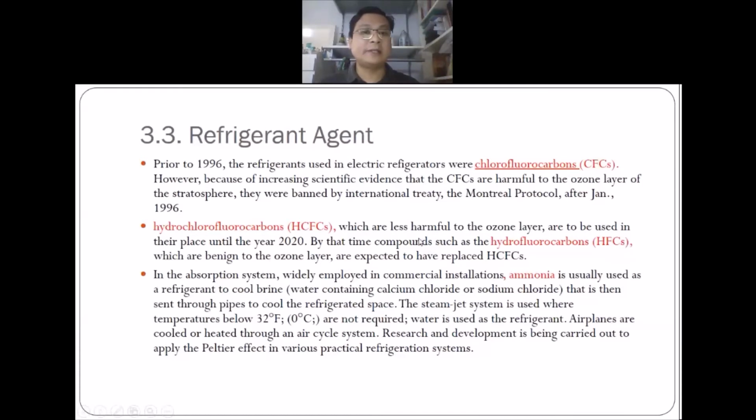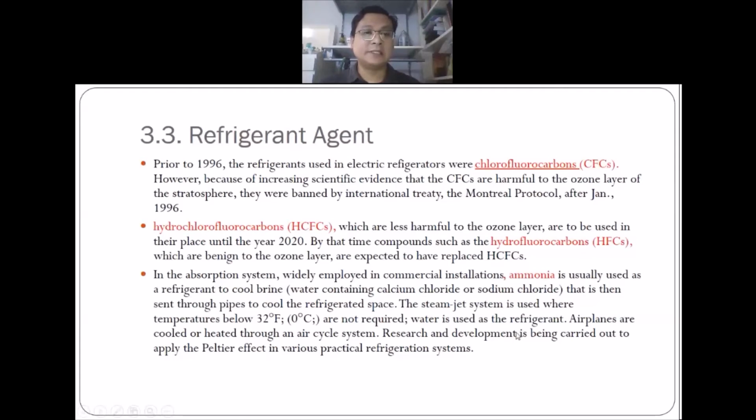And then after that, we tried to use hydrochlorofluorocarbons, or HCFCs, which are less harmful to the ozone layer, to be used in their place until the year 2020. By that time, compounds such as hydrofluorocarbons, HFCs, which are benign to the ozone layer, are expected to have replaced them.